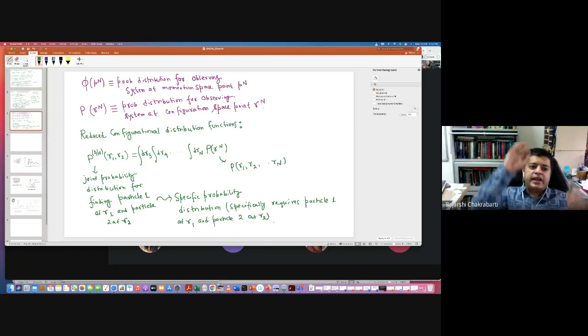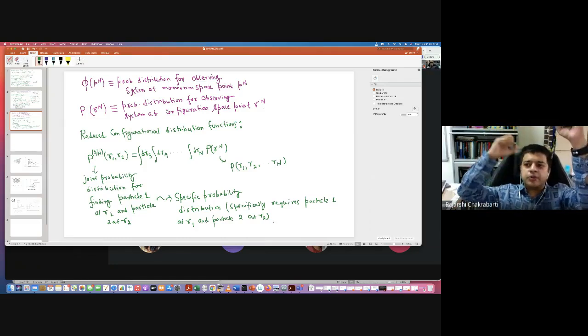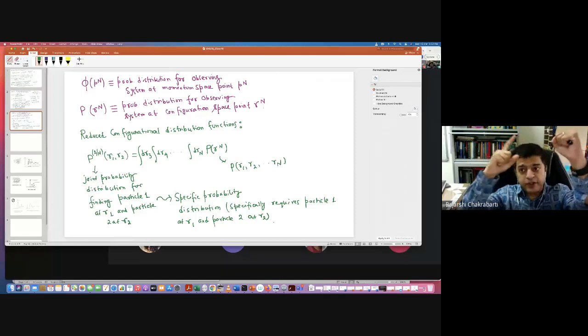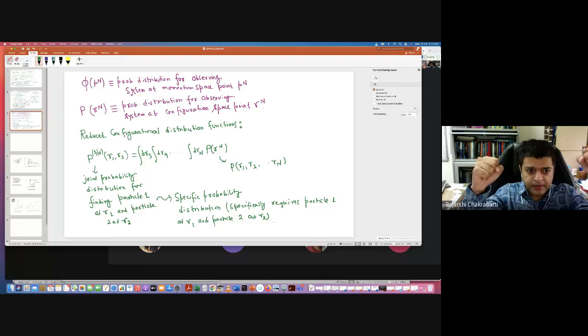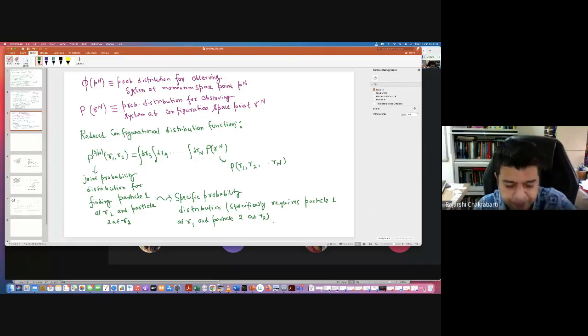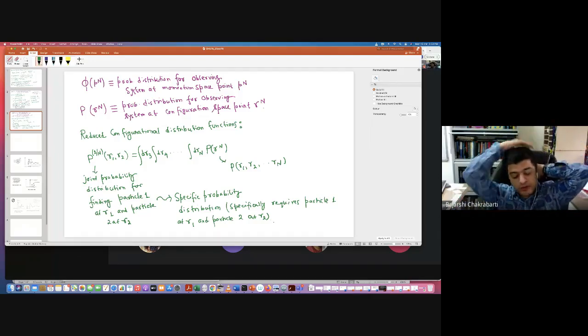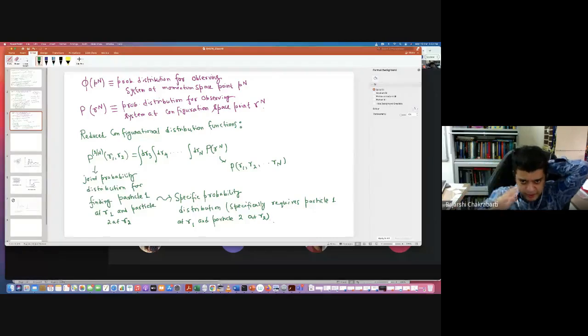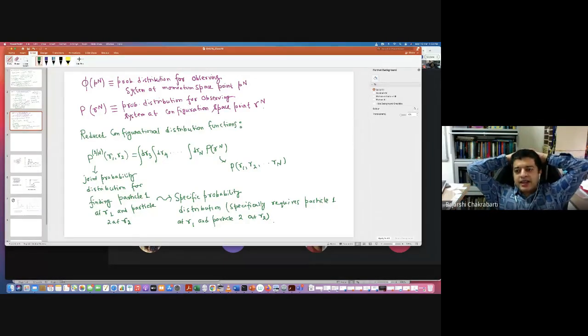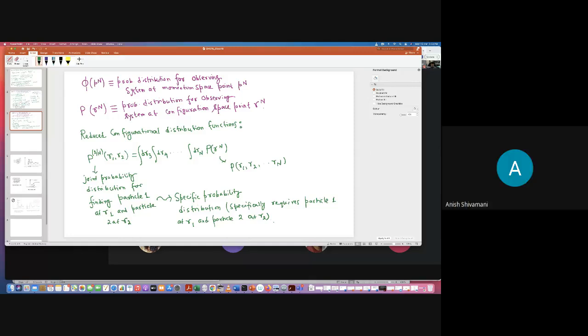I tag one of the particles as particle 1, another particle as particle 2. Now I have this condition specifically. What is the probability of finding a distribution where particle 1 is at r1 and particle 2 is at r2? Then I should take P of r to the power of n, which is a function of n coordinates, and integrate over all the coordinates other than r1 and r2. Is this clear? Clear to all of you?